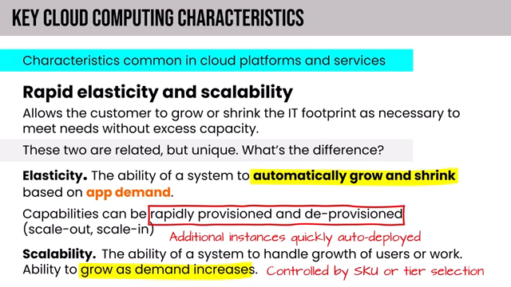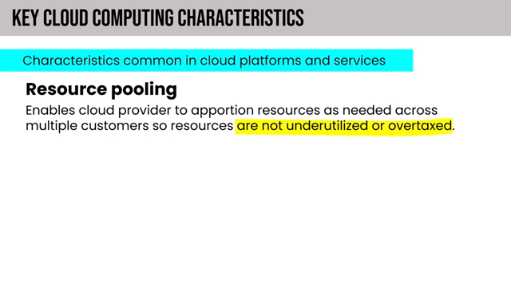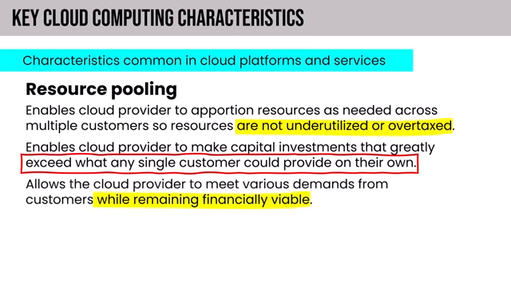Then there is resource pooling. This enables the cloud provider, the CSP, to apportion resources as needed across multiple customers, so resources are not underutilized and they're also not overutilized or overtaxed. This enables the provider to make capital investments that greatly exceed what any single customer could provide on their own using their own budget in their own data center. And it allows the provider, the CSP, to meet demands from multiple customers while remaining financially viable, while remaining profitable.